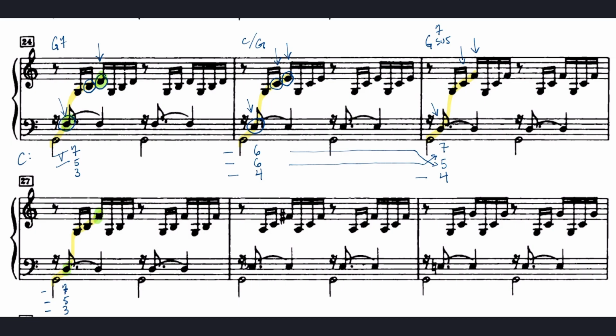So the entire progression sounds like this. If we play it as reduced block chords, the first measure sounds like this, 24, 25, 26, 27, okay? So it's just this gradual slinking of voices so that we get, here I'll play the whole thing as written.